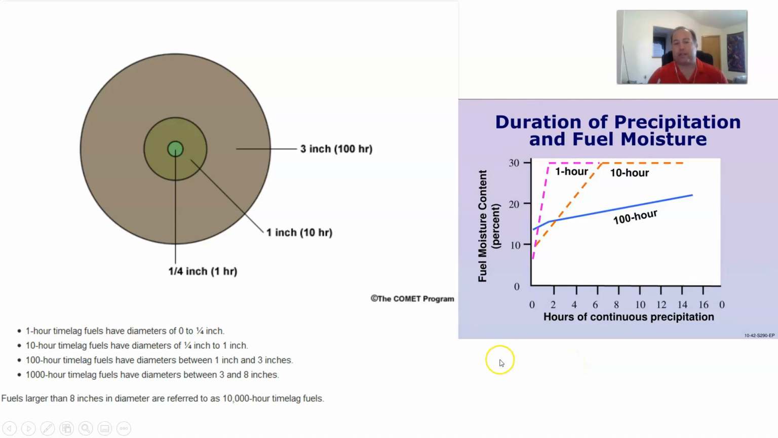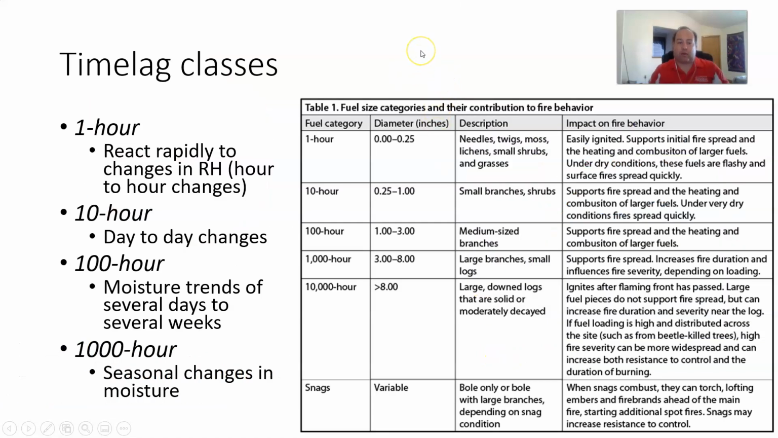That's why you'll see a lot of focus on 1-hour fuels and 10-hour fuels. Why do I say that? Because 1-hour fuels react rapidly to changes in relative humidity, so hour to hour changes. If you're on a fire and you're fighting a fire, the thing you really want to pay attention to is your fine dead fuel moisture, or your 1-hour time lag fuels, because those are the ones that are going to change hourly.